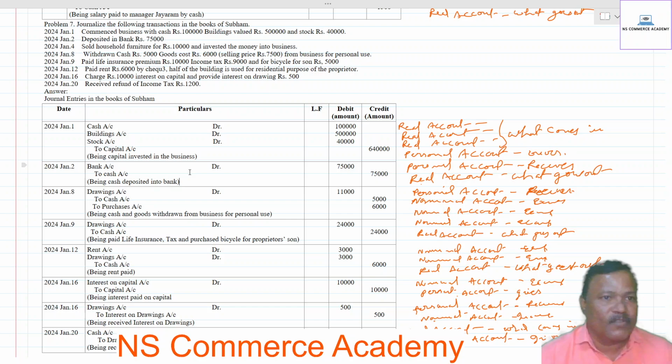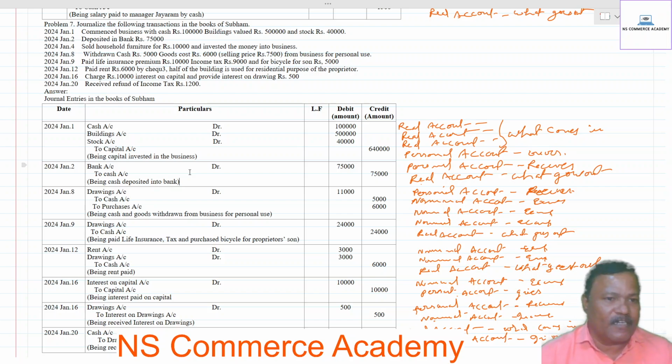Okay. Next, on 2024 January 8th, withdrawn cash rupees 5,000 and goods costing 6,000, selling price 7,500, from business for personal use. So here, Shubham is drawing an amount of rupees 11,000, because cash is 5,000 and purchase of goods is 6,000. So we have to enter the transaction.